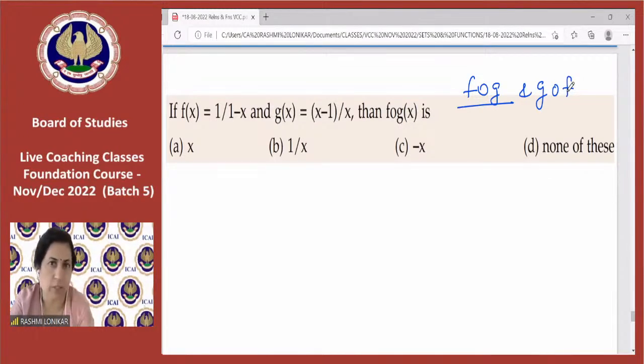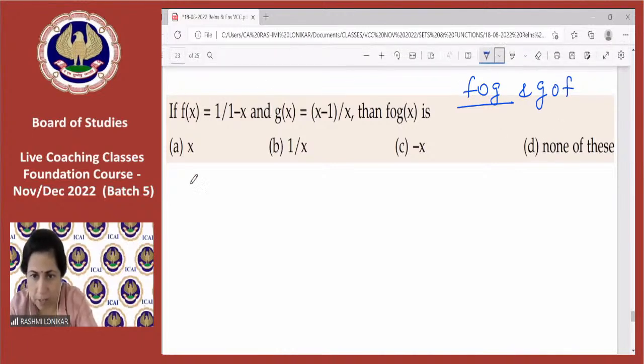Okay, I repeat, one function is f, one function is g. Then for every x in the first function, I will substitute the second function, that is f of g. In g of f, we do the opposite thing. In the second function, we will substitute the first function. This will become very clear when we do the sums.